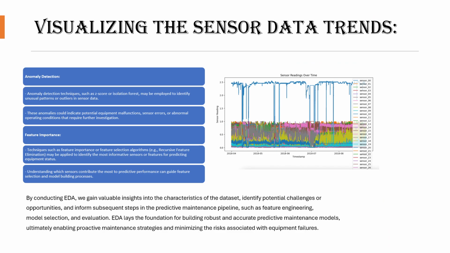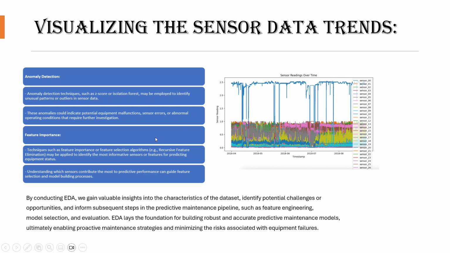The next slide is visualizing the sensor data trends. Here the initial thing is anomaly detection. Anomaly detection techniques are, for example, Z-score or the isolation forest, and we do it to identify unusual patterns. If you see over here, sensors 1 2 3 4 5 6 7. We do this to indicate any malfunctions, errors, or abnormal changes, and to detect those.